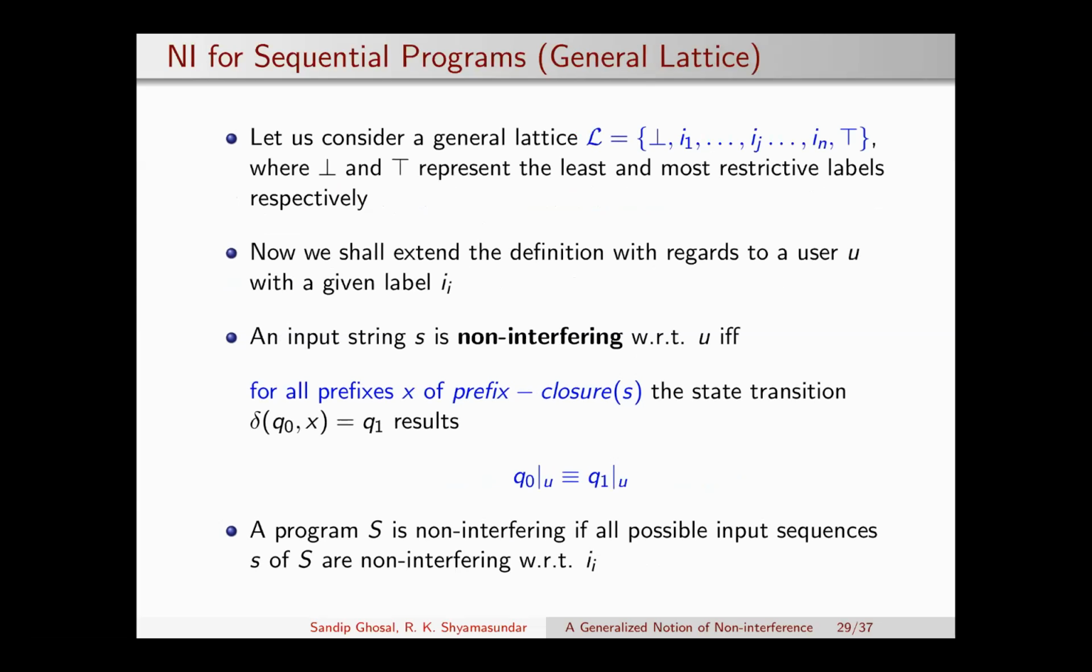Next, let us consider a general lattice L with n points. Then the input sequence S is non-interfering with respect to user U if and only if the state transition for all the prefixes X of the prefix closure of S results in indistinguishable observation for U.